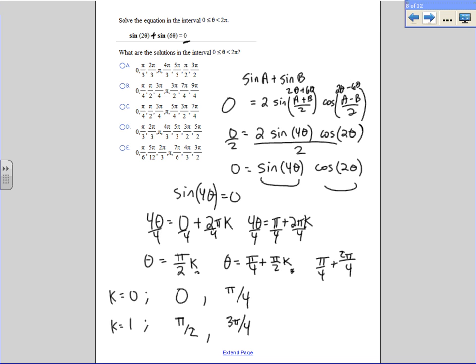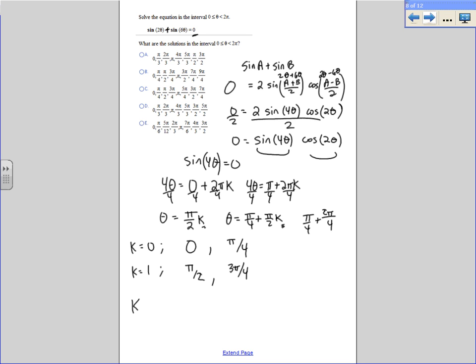Okay, now let's see what happens when k is equal to 2. If k is 2, pi over 2 times 2, those 2's would cancel out, and that would just give me pi. This one's got a lot of solutions. And then the next one here, with k equals 2, that would be just pi right there. So that would be pi over 4 plus pi, which would be 4 pi over 4, and so that would give me 5 pi over 4.